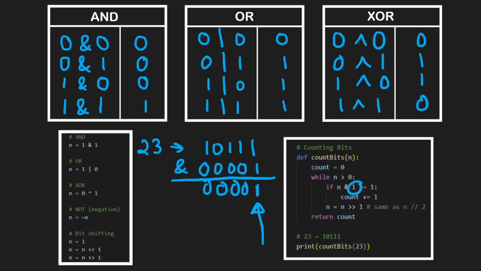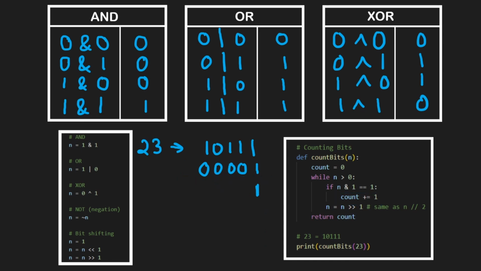We're using the value 1 because it's special. It has all zeros except for this bit. So this will tell us if we have a 1 in the ones place or not. So in this case, we are going to get a 1. So this is going to evaluate to true. So then we're going to increment our count by 1.